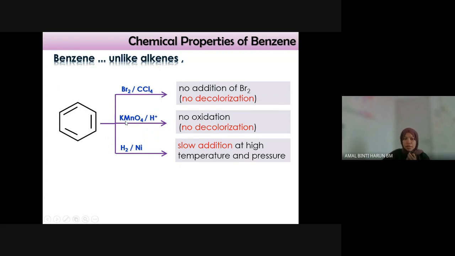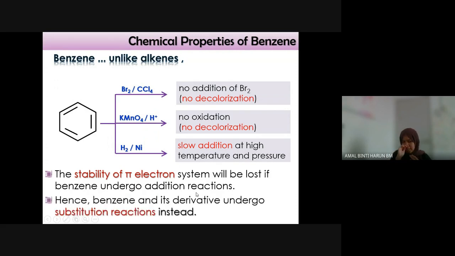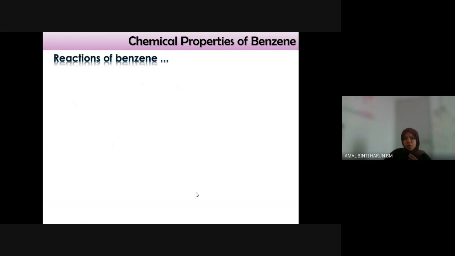Benzene ring juga tak boleh oxidize. Benzene ring tak boleh undergo hydrogenation. Kita tak boleh buka double bond untuk undergo oxidation, hydrogenation ataupun bromination. So stability of pi electron system will be lost if benzene undergo addition reaction. So sebab itulah benzene ni tidak akan undergo addition reaction. But it will undergo substitution only.